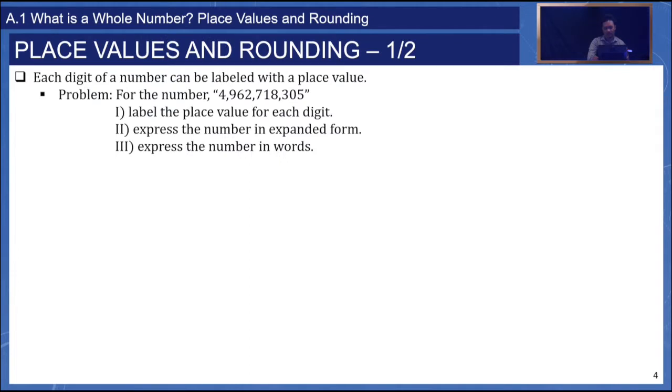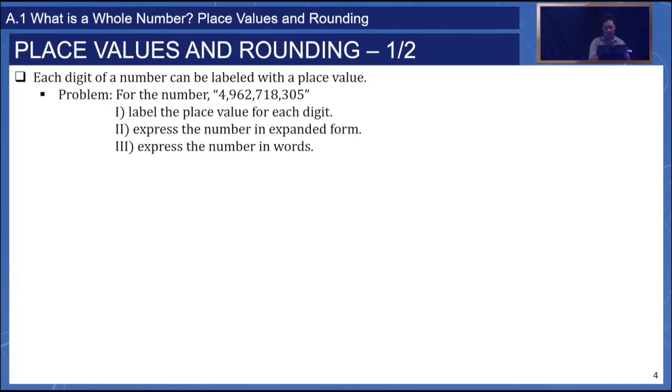We're talking about place values and rounding. So each digit of a number can be labeled with a place value. So you have a problem. For the number 496271830, you have 3 things that it's asking you to do. The first one, it's asking you to label the place value for each digit. The second question is asking you to express the number in expanded form. And the third question is asking you to express the number in words.